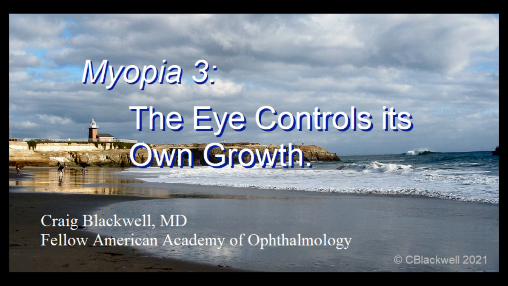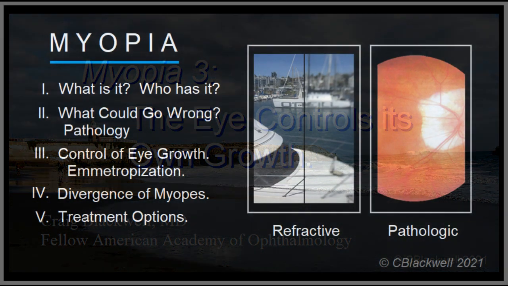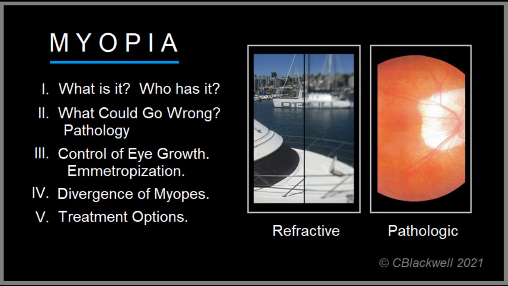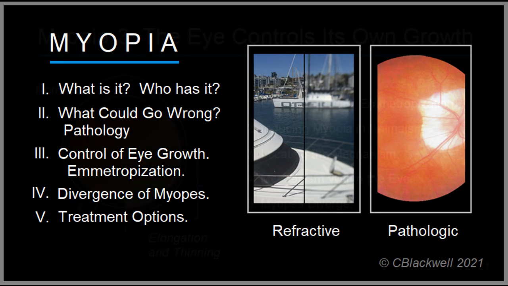This is video number 3 in our series about myopia. In this, we explore how the eye controls its own growth. In previous videos, we have discussed what myopia is, both in terms of the well-known blurry distance vision and the less well-known risks it poses for eye health.